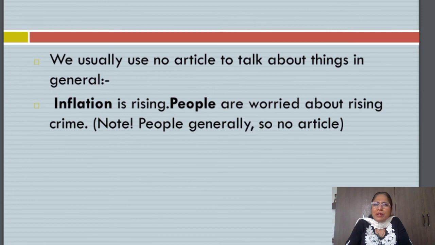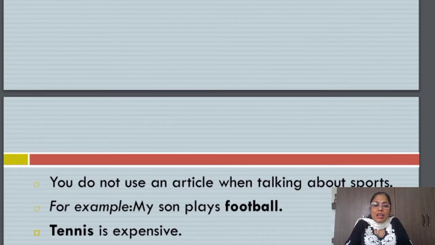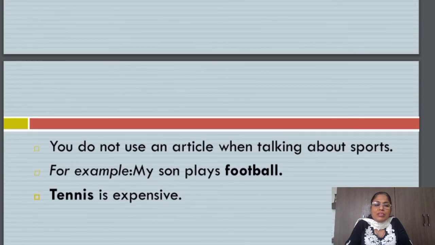We underestimate articles simply because they're just too small. But the usage of articles is also an imperative part of language. If I say inflation is rising, I mean inflation in general. I need to say people are worried about the rising crime. I am making use of people in general. Therefore, there is no article before it. That is necessary for us to understand.